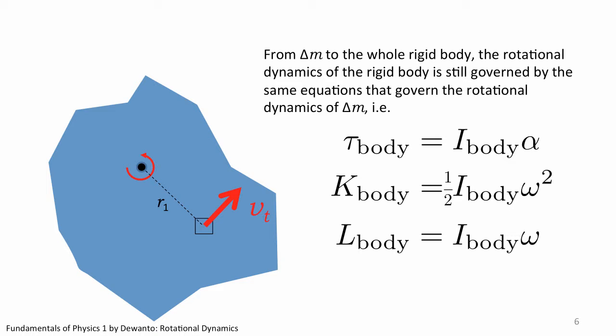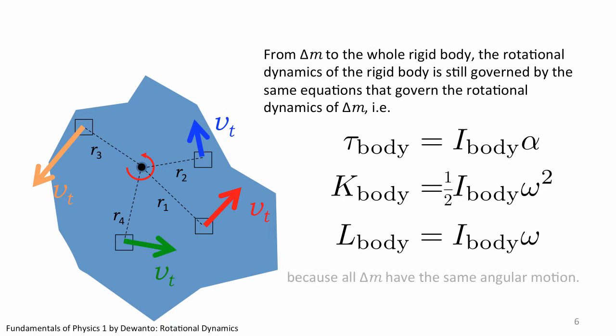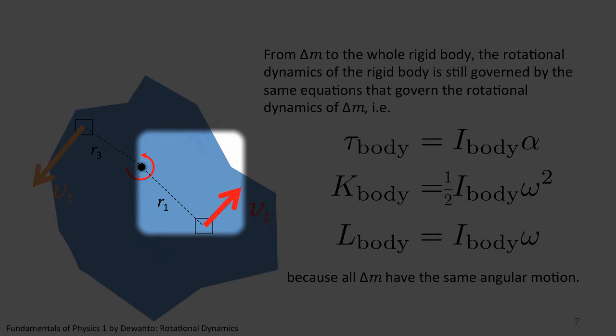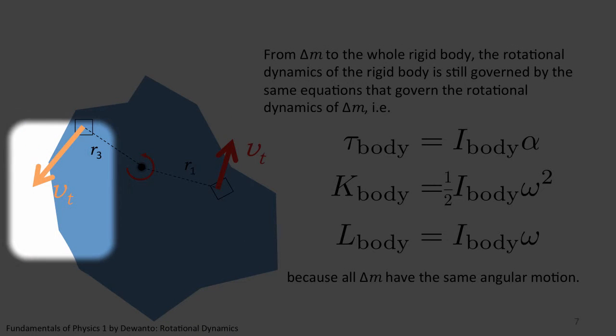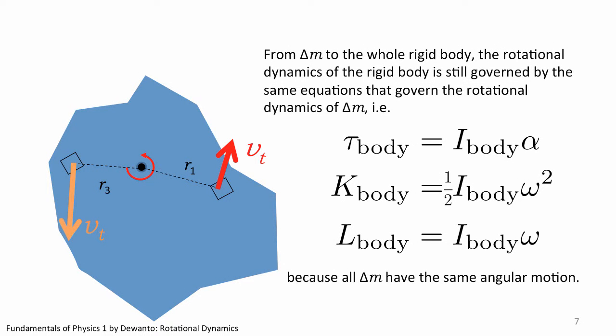The reason why the equations are still the same is because although each delta m that encompasses the rigid body moves at different tangential velocity, they all share the same angular motion. If this guy rotates by say 20 degrees, that guy will also rotate by 20 degrees. Of course that will mean that that guy will have to move at higher tangential speed than this guy, but both still move by 20 degrees as far as angular displacement is concerned, and that implies all delta m will share the same angular velocity and angular acceleration as well.